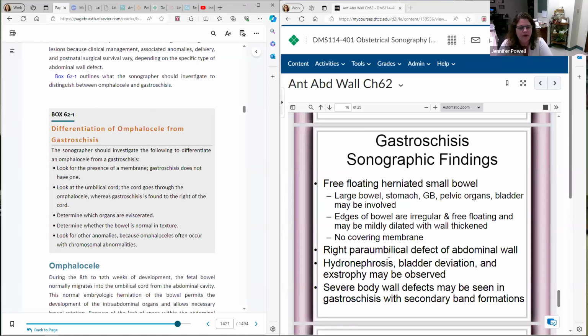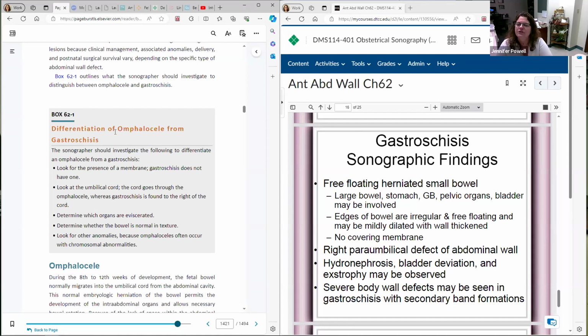Right of the para-umbilical defect of the abdominal wall to the right. Hydronephrosis, bladder deviation, and exstrophy may be observed. Severe body wall defects may be seen in gastroschisis with secondary band formations.